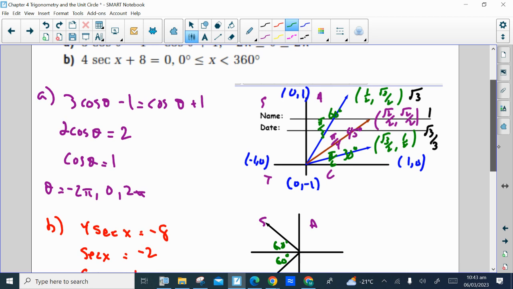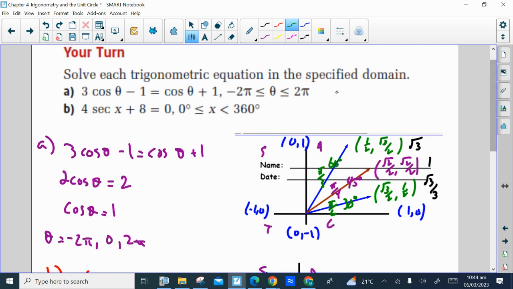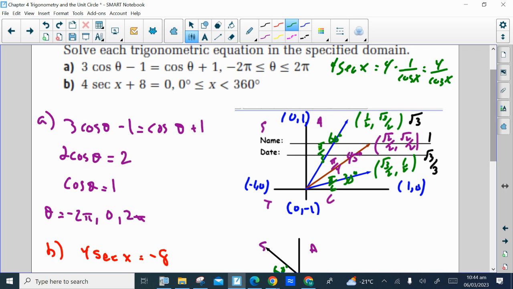So again, the equation. Now we don't have a secant button on our calculator, but remember, secant is the same as 1 over cos. So 4 secant x is the same as 4 times 1 over cosine x, or 4 over cosine x. That's what 4 secant x would be equivalent to, 4 over cosine x. So that's what we'd have to use in our calculator when we're checking 120 and 240 degrees.